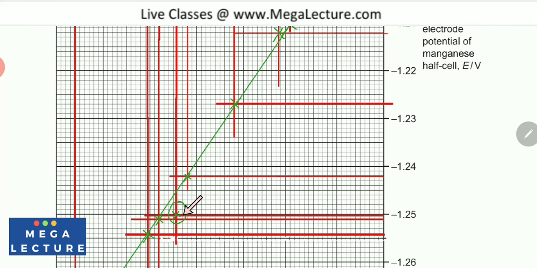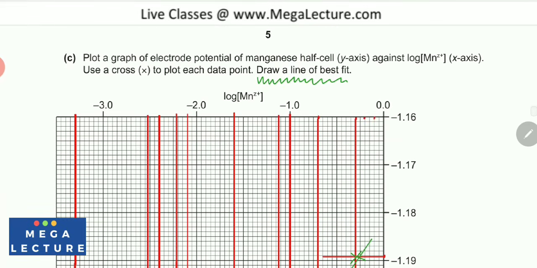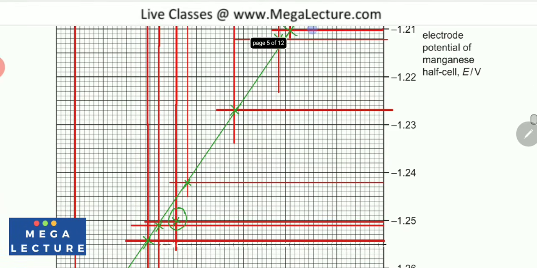So either the y-axis value is incorrect, or the x-axis value is incorrect. For example, this should have been much lower over here on the y-axis, so the potential was probably not measured accurately. Or the other thing is that the MnZ plus concentration that is calculated might not have been calculated correctly, and this point was actually over here. The concentration was not measured accurately, which is why you're getting an incorrect value.